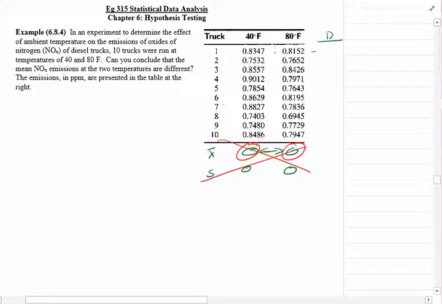Instead, we take one of these, take 40 minus that, and get 0.0195, and so get 10 differences here, get a D bar, and a standard deviation of those 10 differences. Kind of remember that from chapter 5. These numbers are paired up, so we want to look at taking these differences.